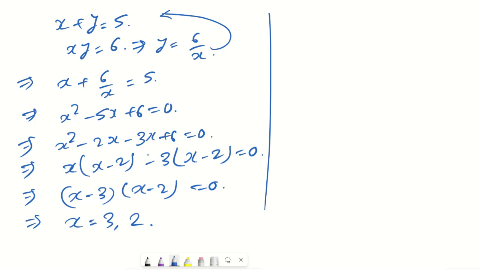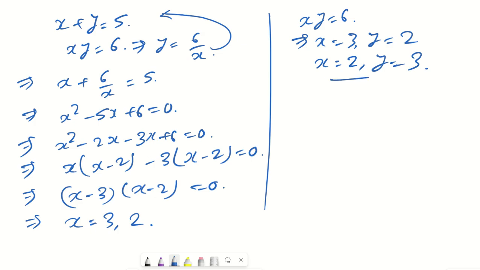Now you have x plus y is equal to 5, anyway, xy equal to 6. So from here can I get x equal to 3, then y will be 2. x will be 2, y will be 3. So these are the two solutions that are available with us, right?